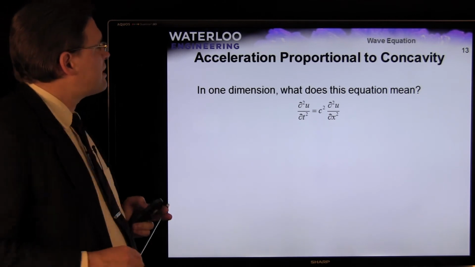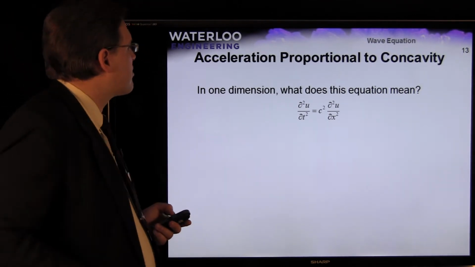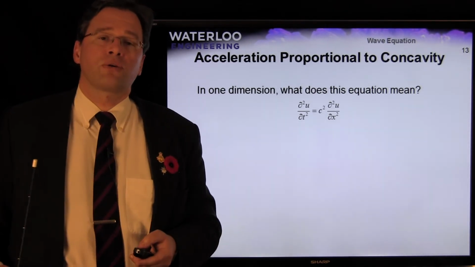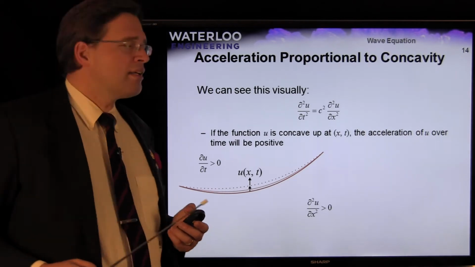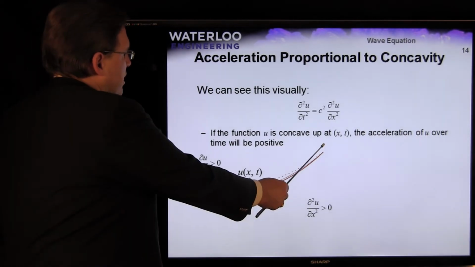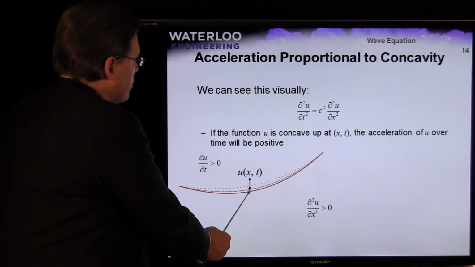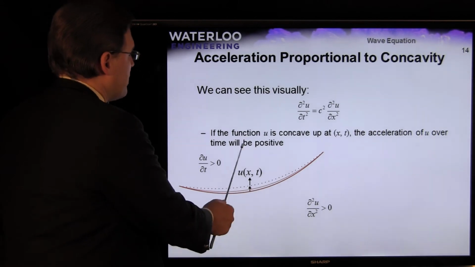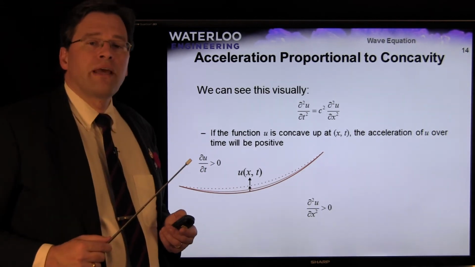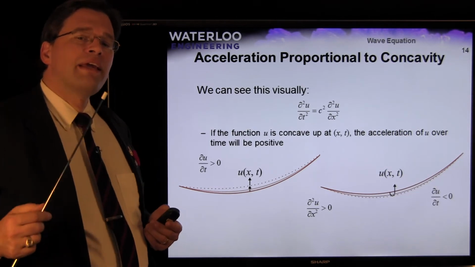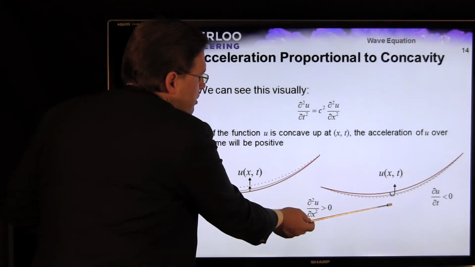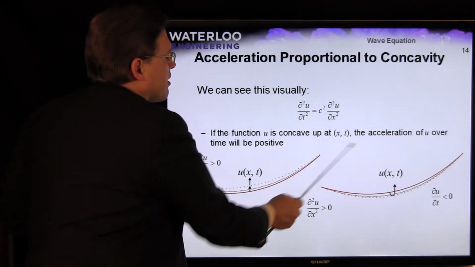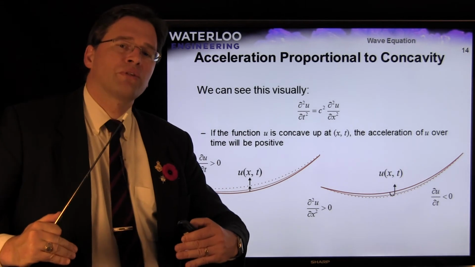Now, in one dimension, what does this equation mean? We have the second partial with respect to time equal to a constant times the second partial with respect to space. Essentially, we can think of this visually. Suppose we have a function that is concave up and the function is already moving up. In this case, the acceleration is just going to increase the speed at which it moves up at that one point. Now, if the string was actually moving down, this is essentially saying that at this location it will be decelerating in the downward direction and ultimately will begin accelerating up.